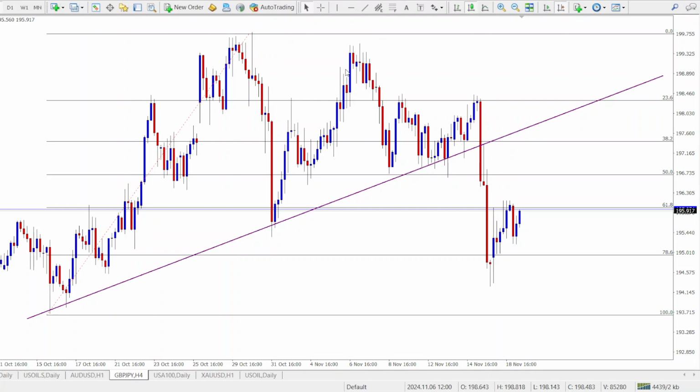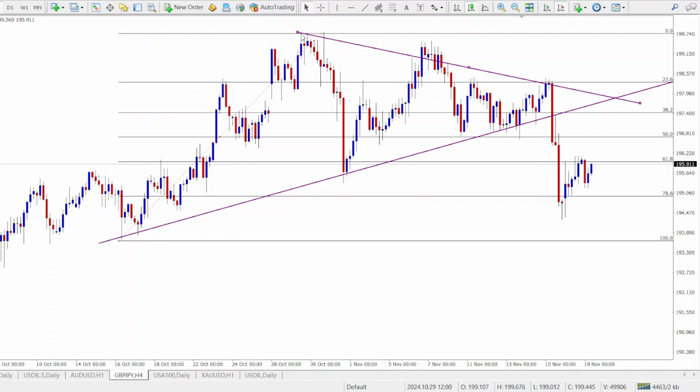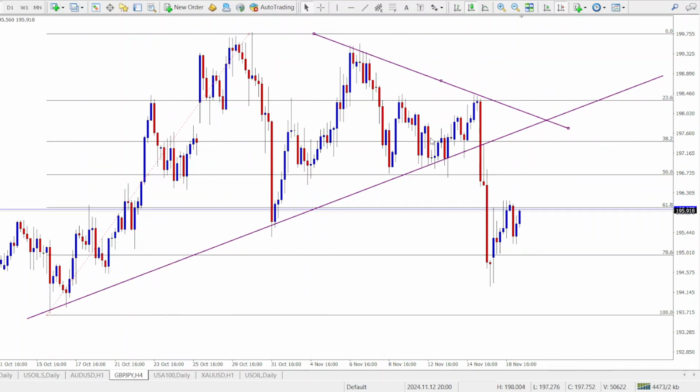Instead, a triangle pattern was what began to form. Right after that, we can see that we had a breakout. You can see right after this symmetrical triangle pattern, we had a breakout in the downward direction. Now you will notice how the Fibonacci levels intersect with the trend line.